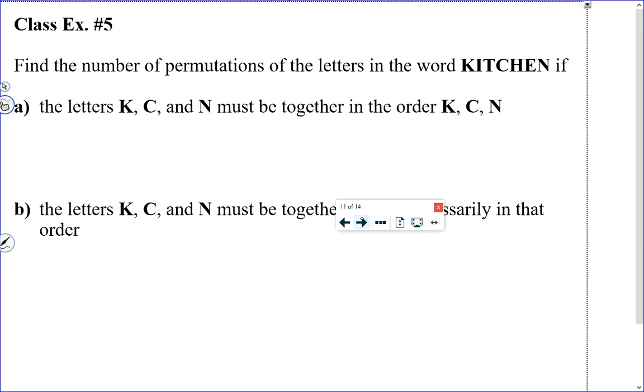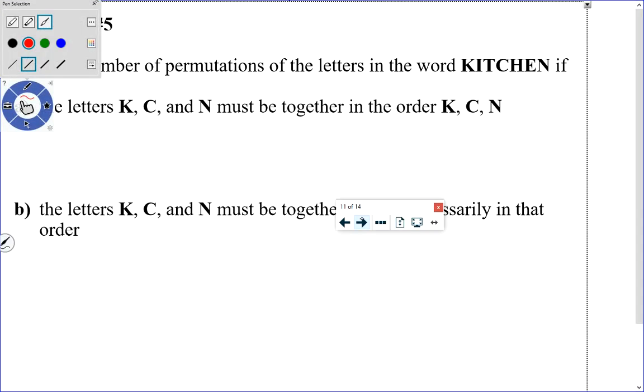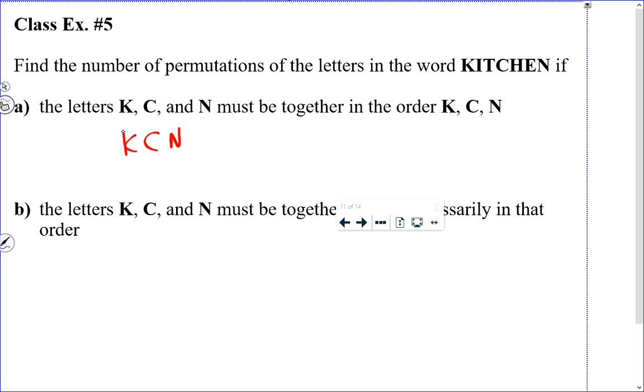Number 5, how many permutations of the letters of the word kitchen exist if the letters K, C, N must be together and in the order K, C, N? So we have the K, C, and the N, and these things are glued together in part A. It says they have to be in that order. So imagine that this is a set of algebra tiles, and I've taken the K and the C and the N, and I've super glued them together. I can move them around as a separate element, but I can't change the order of them within that element.